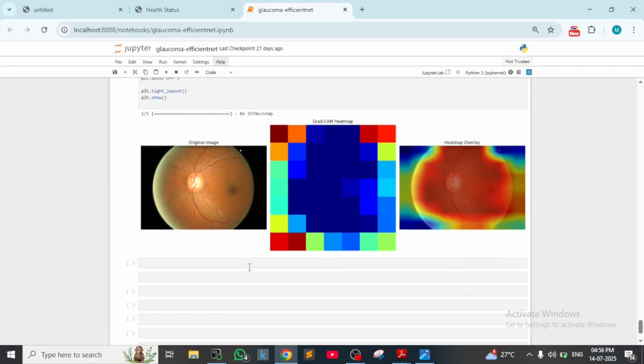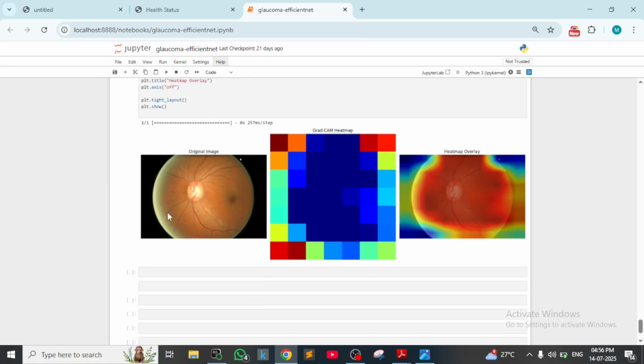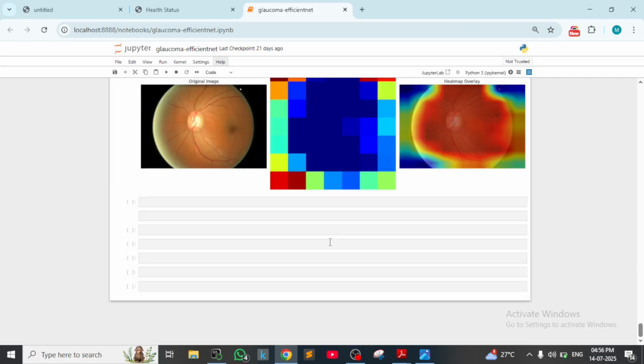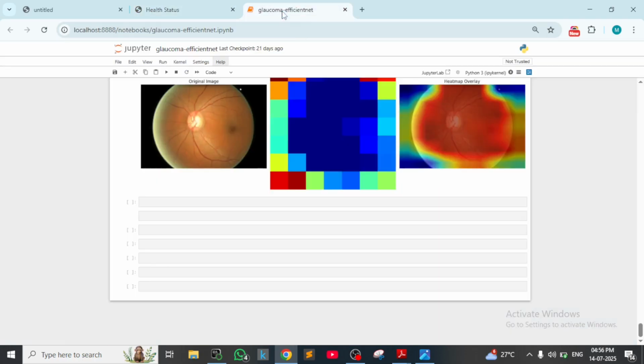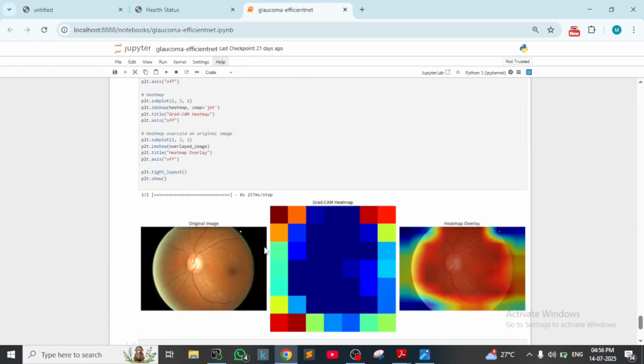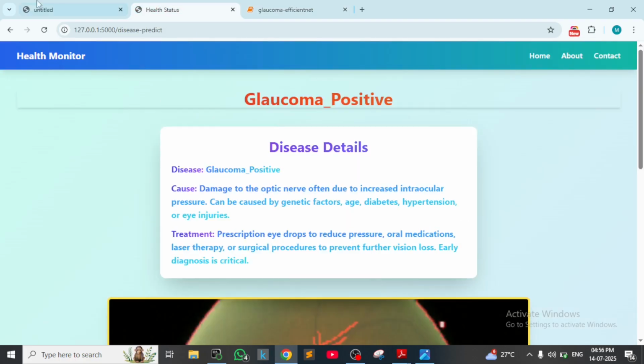here is our Grad-CAM image. This is how the original image looks, this is the Grad-CAM heat map, and the heat map overlay. This is the Grad-CAM image. Okay, now coming to our application. That's the model, this is the backend. Now the front end, that's the application.